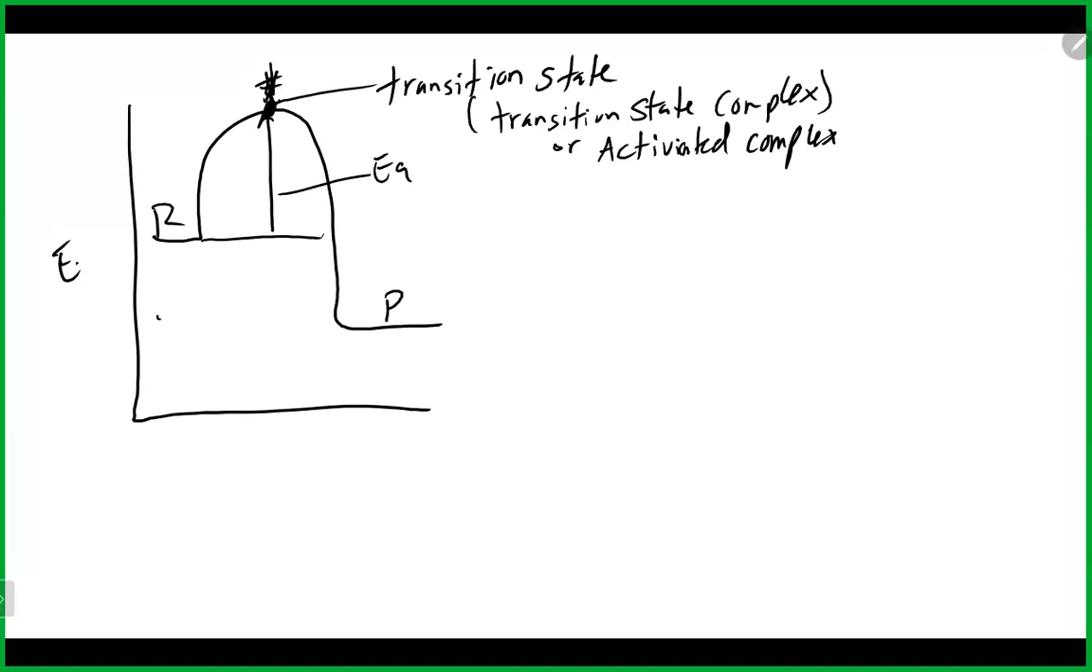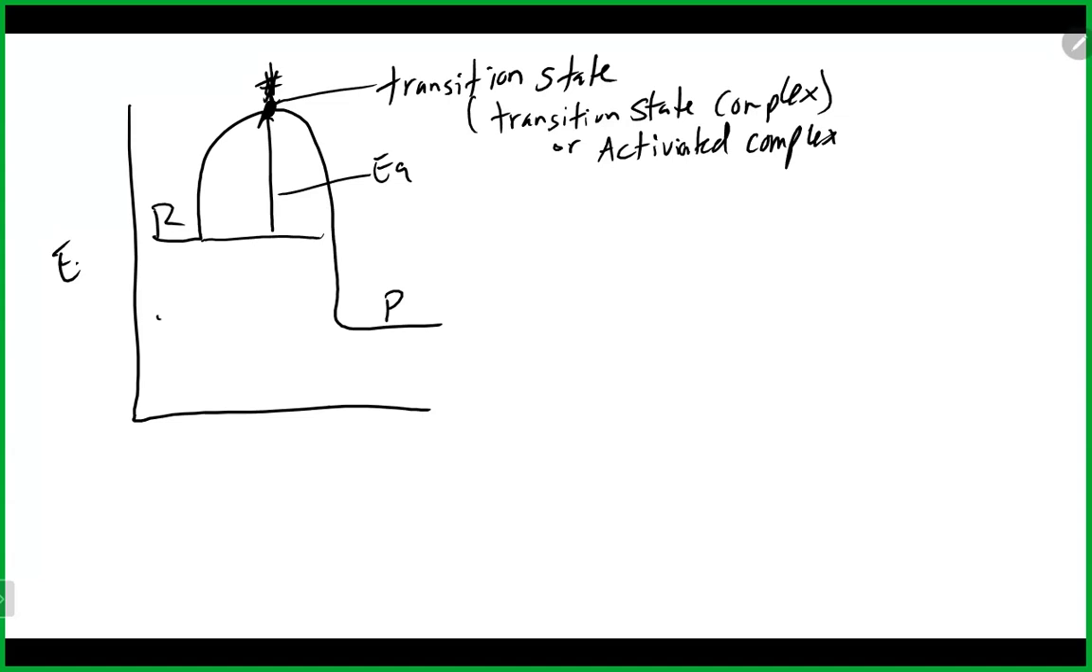So when we have this at the very top of our transition state complex or activated complex, it's actually an intermediate, if you will, that has partially made bonds and partially broken bonds at the same time. And that's what makes it not very stable at that point, right?